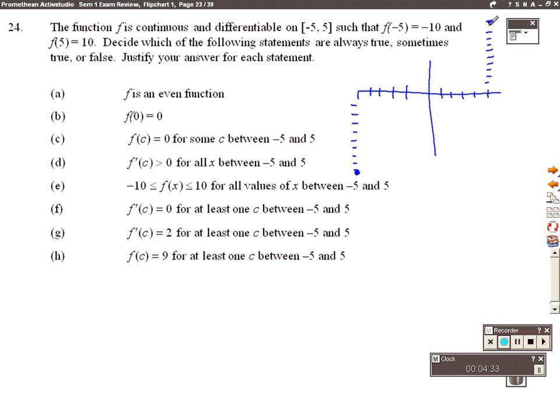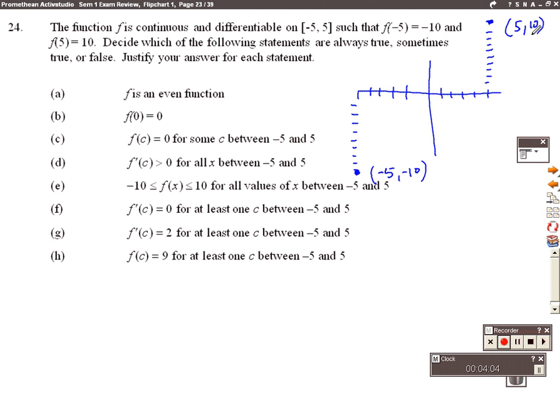Alright, so I have the point negative 5, negative 10, and I have the point up here 5, 10. Now I draw that graph so that I can look at the statements and try to make sense of what's going on. First of all, it says f, the function that's graphed here, isn't, even though we don't have an entire graph, we know that it's continuous, so there are no breaks, gaps, or holes, and we know there's a derivative everywhere, so there's no sharp turn, there's no cusps.